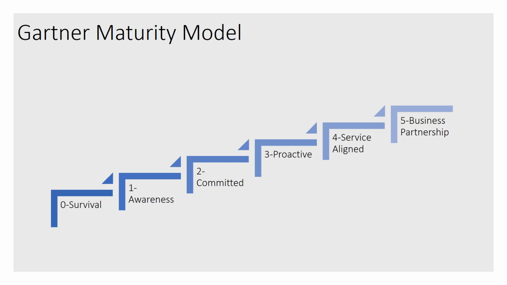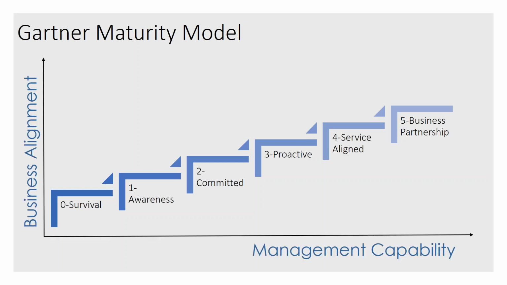You really have to implement good management. You have to implement standardized processes. And so I've actually found it useful to map this maturity model with 2 axes. And those would be the management capability of IT and the business alignment of IT.